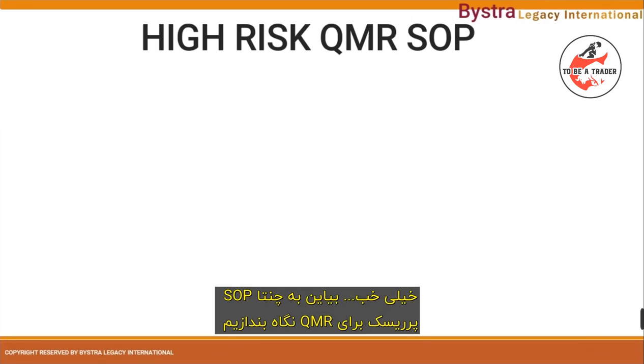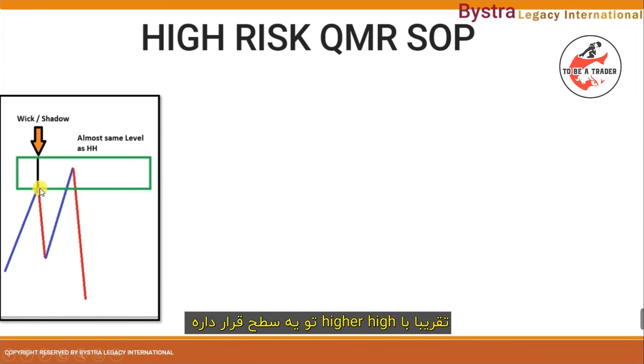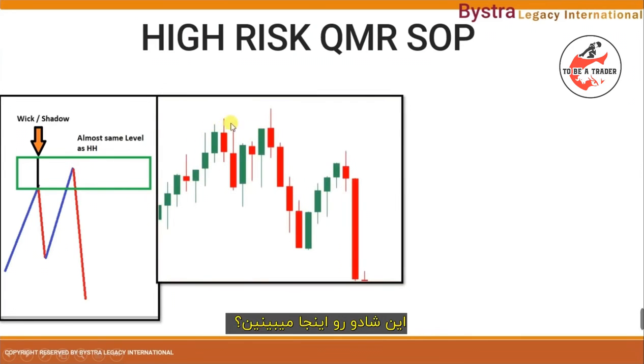Alright, let's look at some of the high risk QMR SOP. The first one is this. You can see here that the wick or the shadow of the left shoulder is almost at the same level as the higher high, or even higher than the higher high. If we look at this sample, this is how it looks. You see this wick here? We do not want this wick to be above our higher high. It is very high risk.